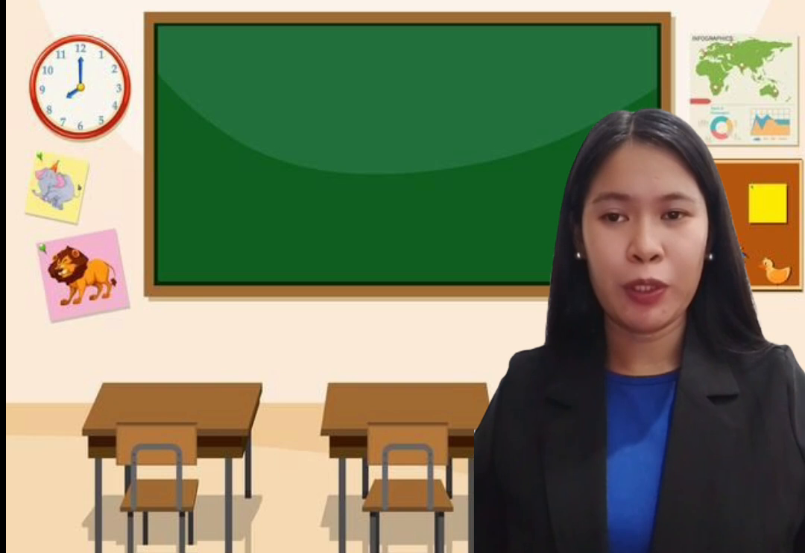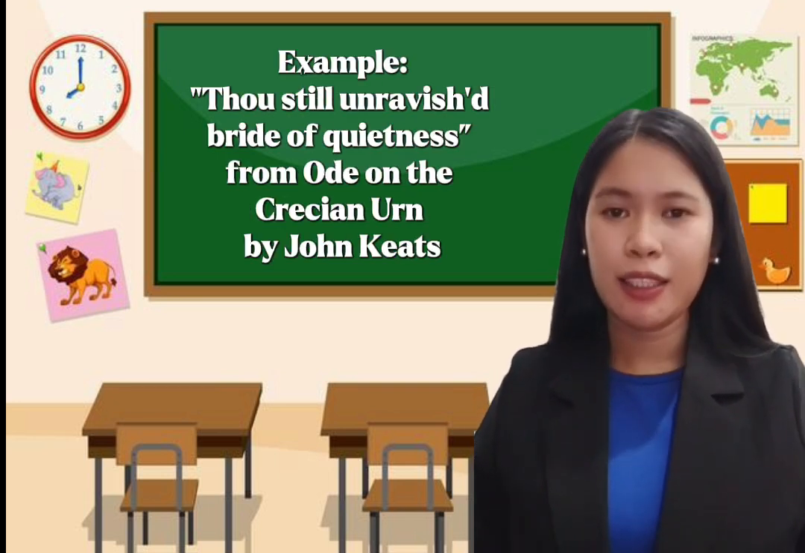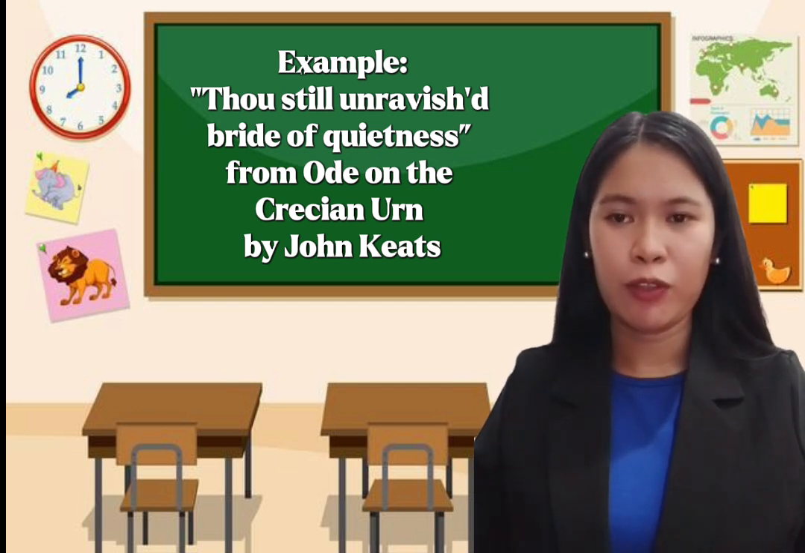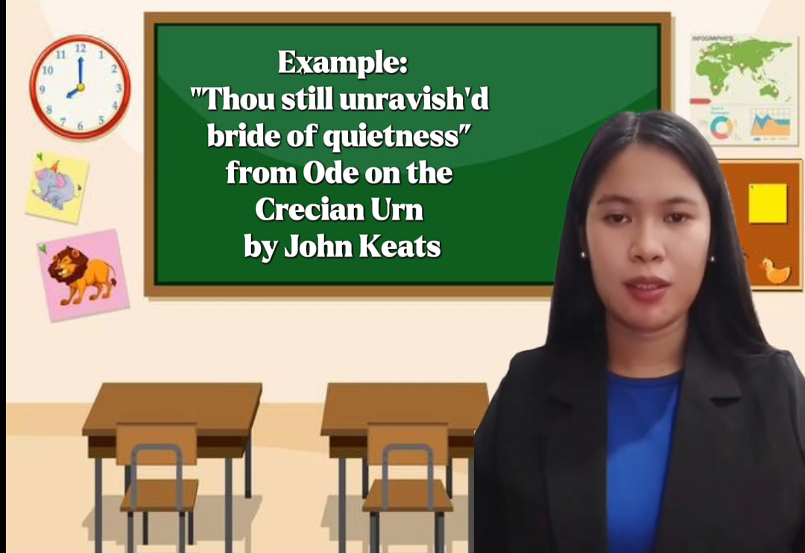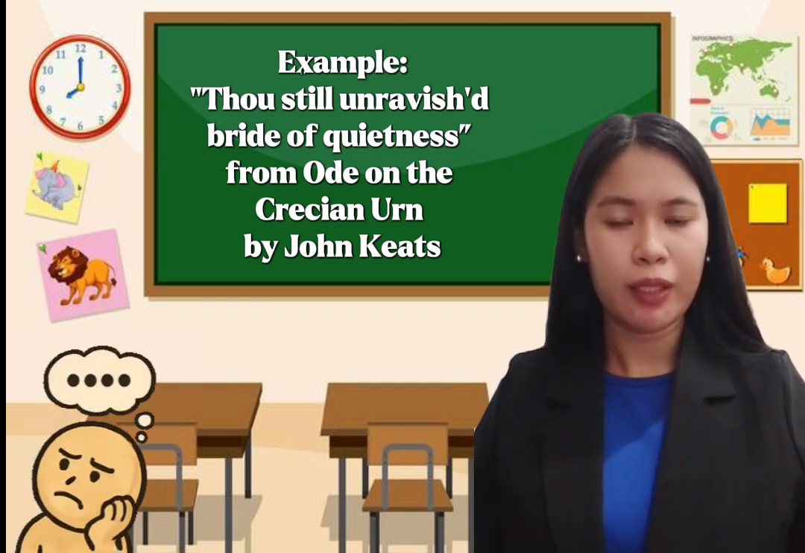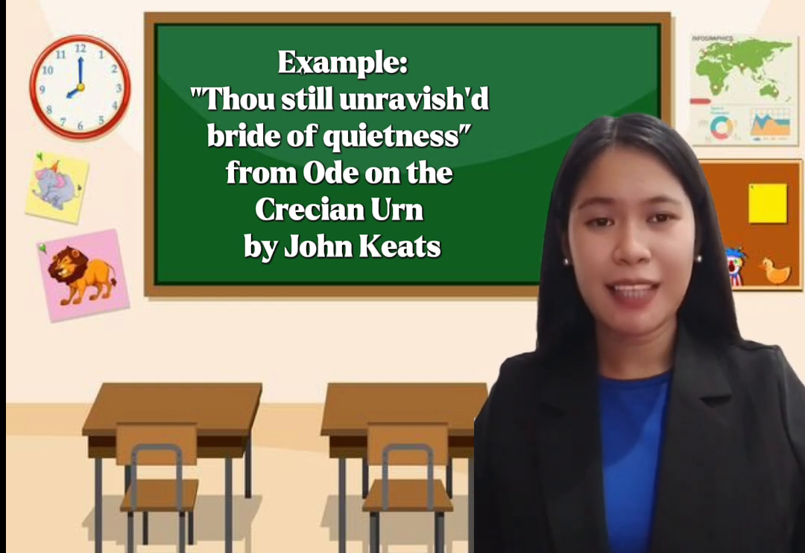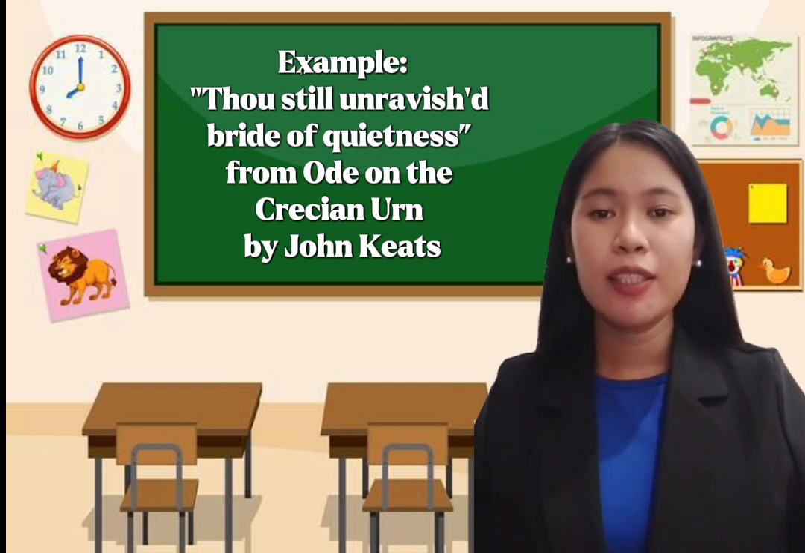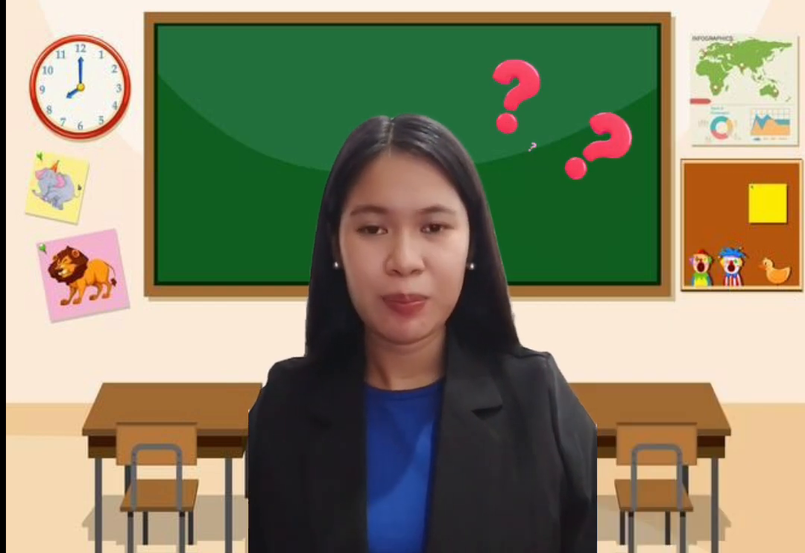For another example, thou still unravished bride of quietness. Let's analyze this class. Please listen carefully. Thou still unravished bride of quietness. What vowel sound do you hear repeated? Very good. The I sound in still and bride. This repetition makes the line sound smooth and poetic. So class, what figure of sound is this again? Correct, it's assonance.